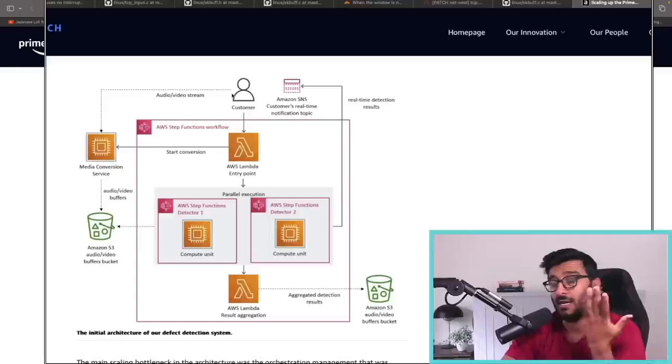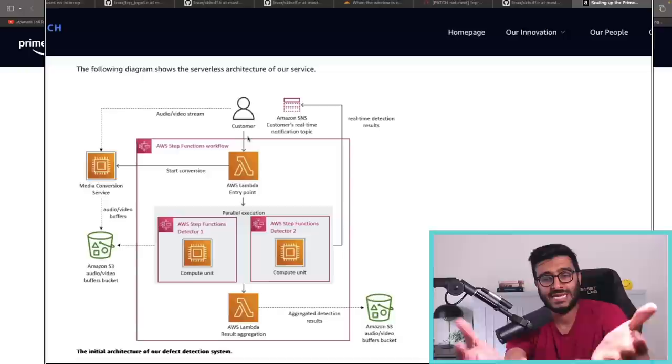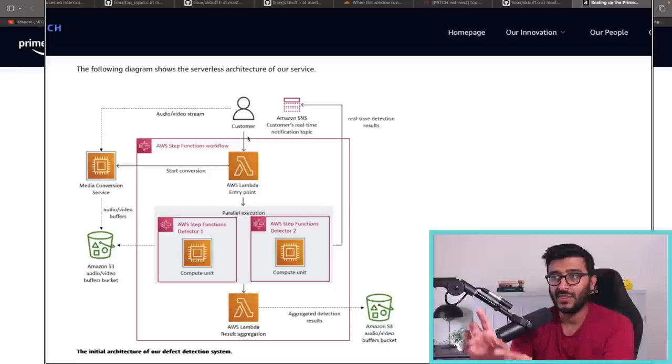But see that arrow? Audio video stream. Where is the arrow going? The arrow is going from the customer to the media conversion service. If you're watching something, you're going to watch it from the source down, right? So the customer is actually consuming the stream. But here, the customer is actually uploading something. And that's something they never mention here.